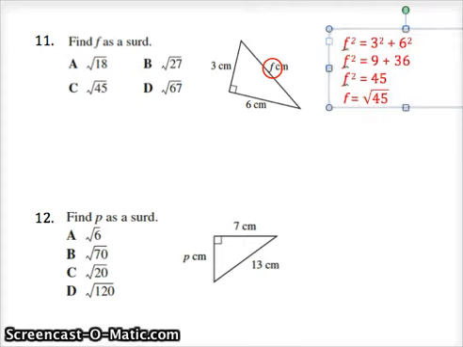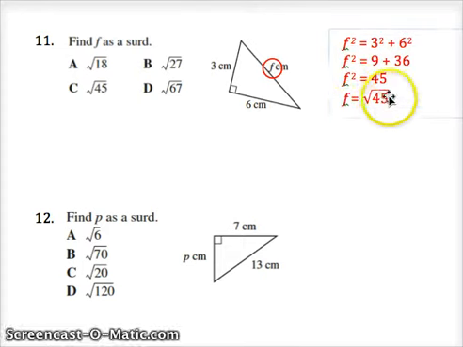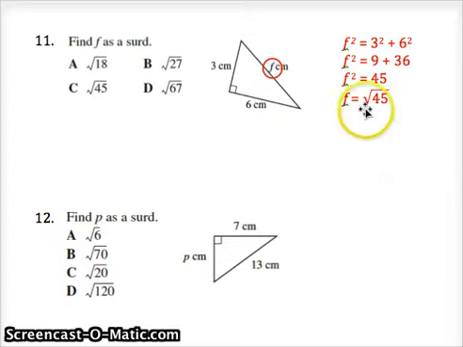So therefore, to get f on its own, it's the square root of 45, because the opposite of squared is square root. That way I'm leaving my answer as an exact answer, as a surd, and I haven't worked it out on the calculator. You will only do that if it says leave your answer as an exact number.